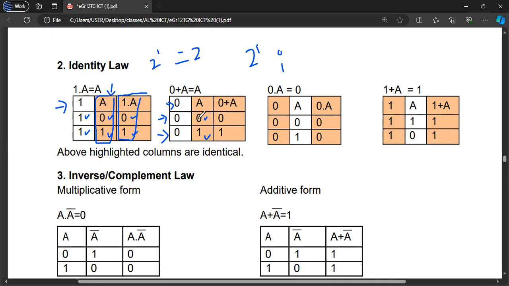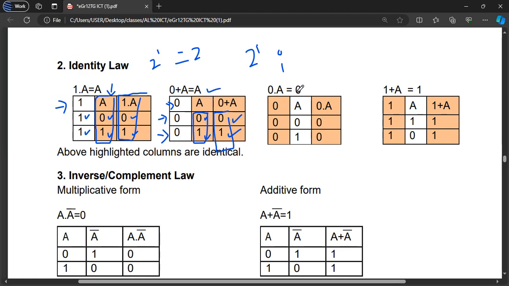Then 0 plus A, right? So for 0 plus A, you are going to use the OR logic. So 0 plus 0 is going to bring you 0 here, 0 plus 1 is going to bring you 1 here. Now you can see that these highlighted columns, which are 0 plus A and A, are both the same. So that's why, according to the law, 0 plus A is equal to A. Okay, right. So next, move on to this one.